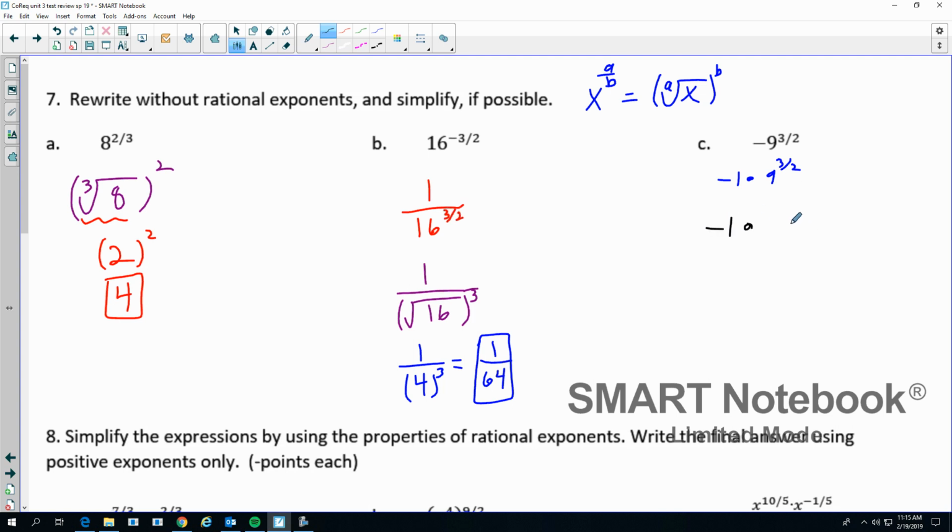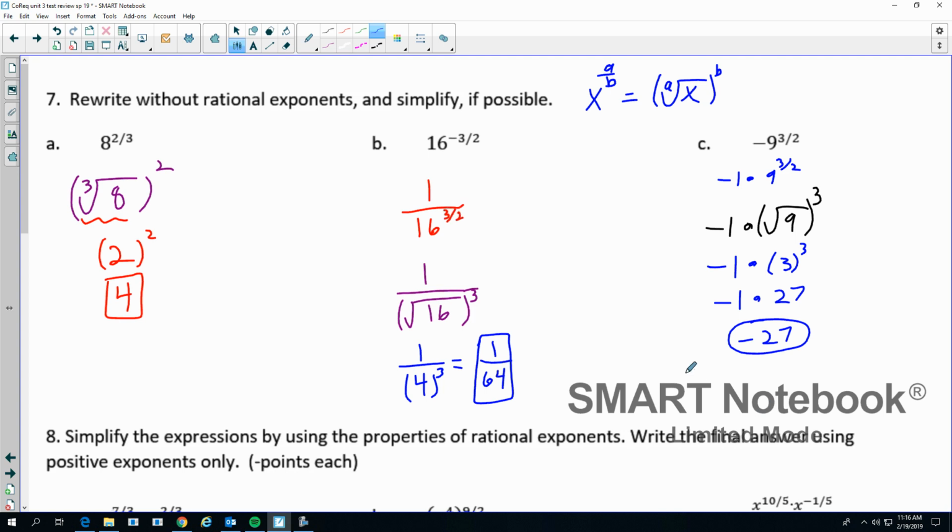So we'll go ahead and do our conversion. This becomes the square root of 9, and then raised to the power of 3. So now we're going to have negative 1 times, the square root of 9 is 3, and then raised to the 3rd power. So we get negative 1 times 27. 3 to the 3rd power is 27. Then when you multiply it by negative 1, you get negative 27 right there.